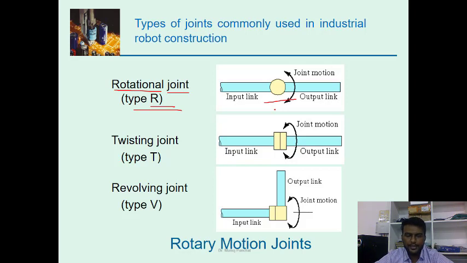And another one is the revolving motion. The next one is revolving. It is denoted with the letter V, and the motion is, just observe the elbow. See, this is the motion. This is one link, and another link. This is the motion. So this motion is the revolving joint, right?